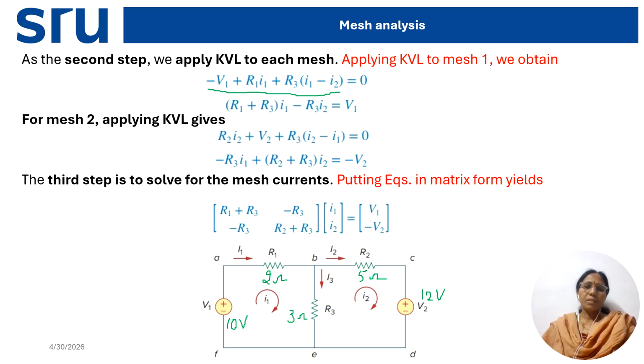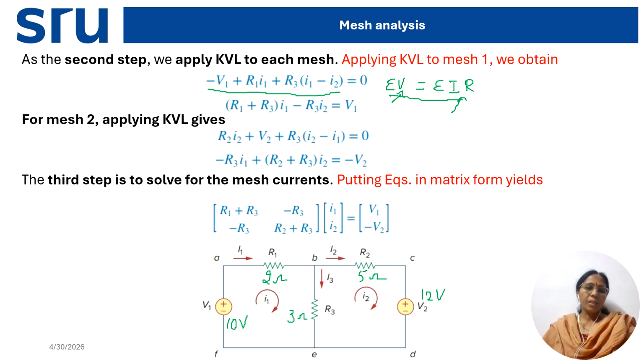First of all, it is better to write voltage sources on one side and the algebraic sum of IR drops on the right side. So remember it like this, and it will be very easy to write your mesh equation. The algebraic sum of voltage sources equals the algebraic sum of voltage drops across the resistances. Now I will apply this same rule to this network.